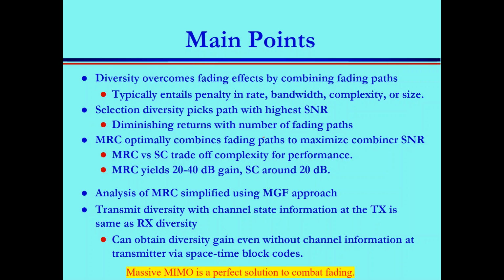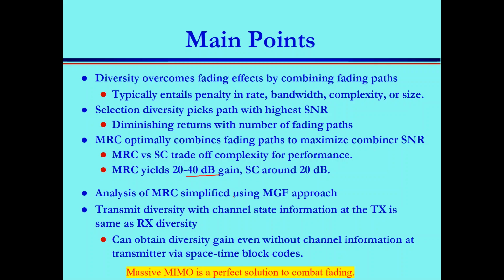This is what we call selection diversity. Maximum ratio combining co-phases the different signals and combines them coherently. The gain can be from 20 to 40 dB. Selection combining gives around 20 dB. MRC gives you the optimal gain actually. If you were to ask me which combining technique is the best, MRC.